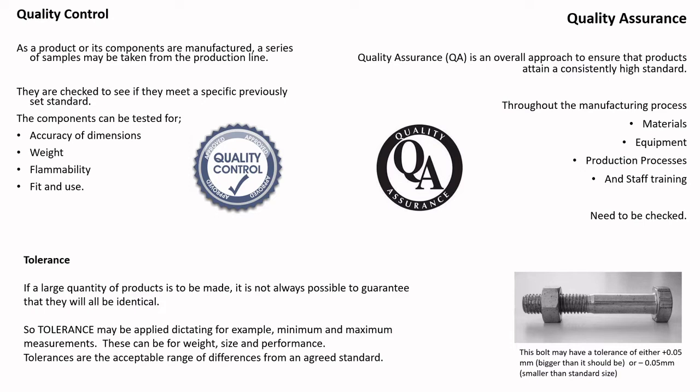What you can check for are things like accuracy of dimensions, and you can use things like jigs to check that sort of thing. You can check the weight, check flammability, check that it's fit for use, trying to meet all these particular standards that you've set out.